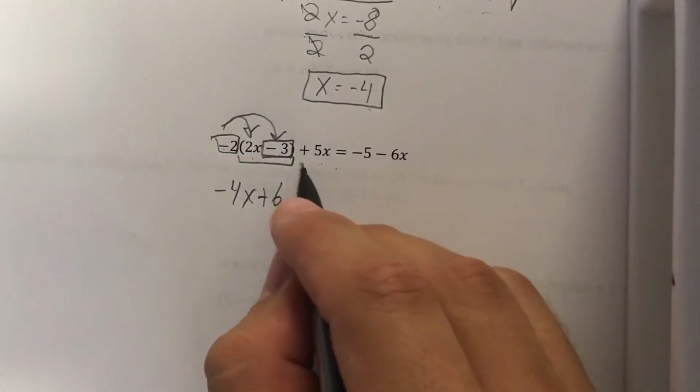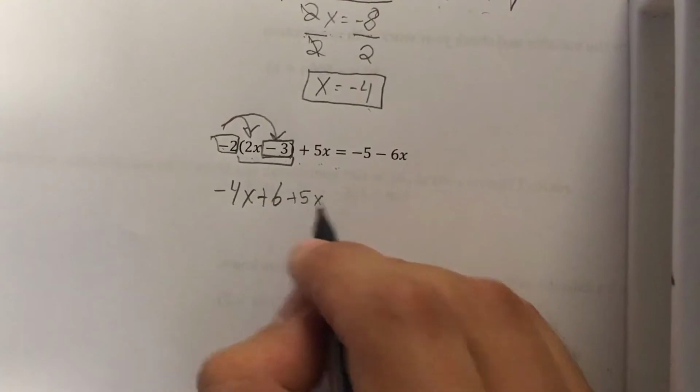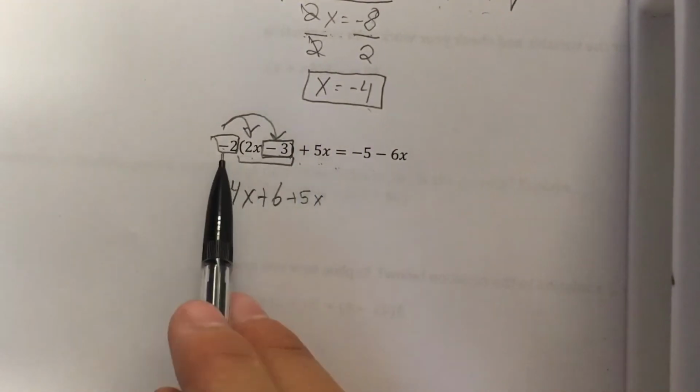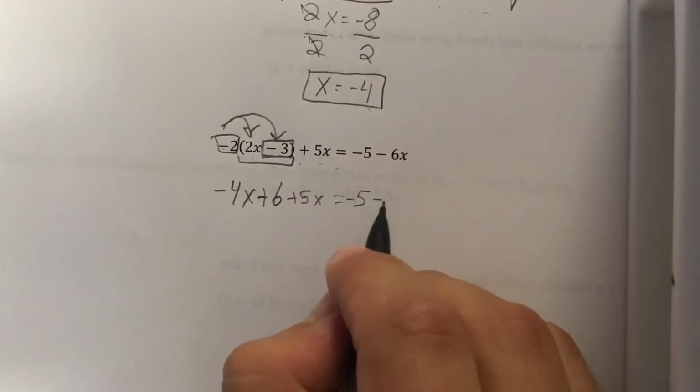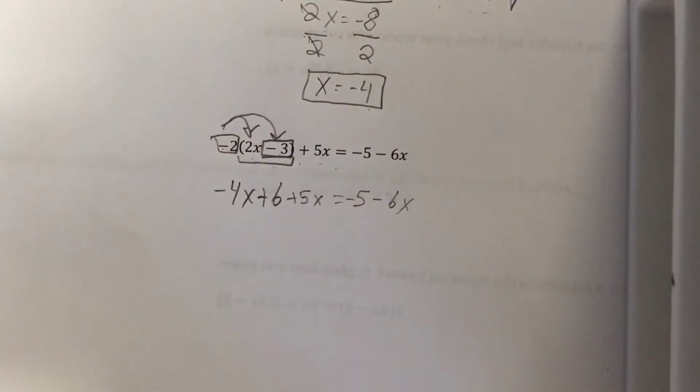Now I'm just going to bring this 5 plus 5x down. The reason we don't multiply is because this is not inside the parentheses. Now on the other side we can keep these the same, negative 5 minus 6x.